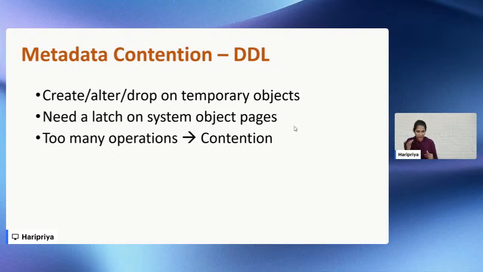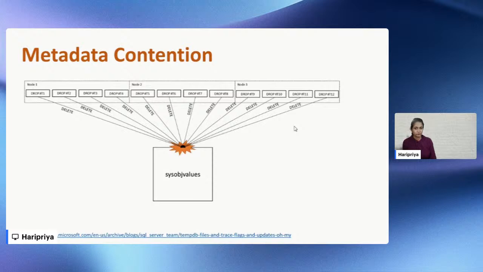So that's the key difference between allocation contention and metadata contention. The first type that you saw, it's page latches on PFS, GAM, SGAM. This one, it's page latches on system object pages. So, for example, this is an image. If you look at this, you see how there are multiple operations trying to acquire a latch onto one of the system objects, causing contention, right? In this picture, there's just one system object shown, but there are actually 12 system objects that these DDL operations may need access to.